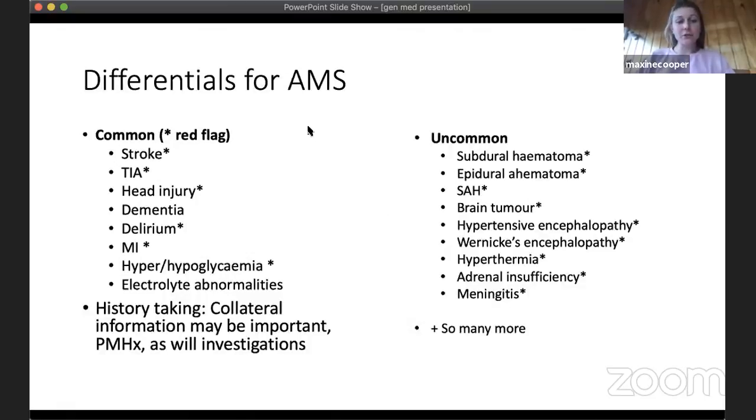So many differentials. What I really wanted to get across here is, I've starred all the ones that are red flags, so emergencies, and you should be concerned about. And as you can see, pretty much everything is. Pretty sure I should have put my electrolyte abnormalities too. So just being aware that if someone is showing that they've got reduced cognition and altered mental state in any way, it often is an emergency and it is a problem. So it's something you need to be identifying.